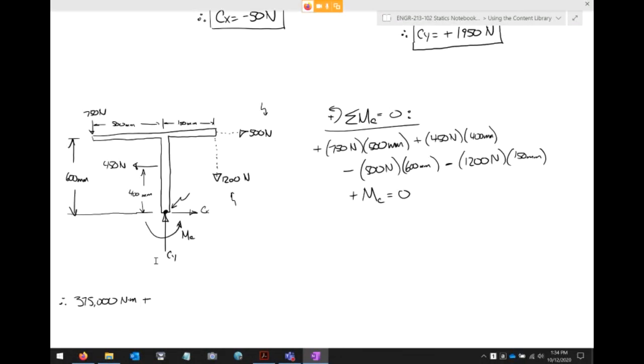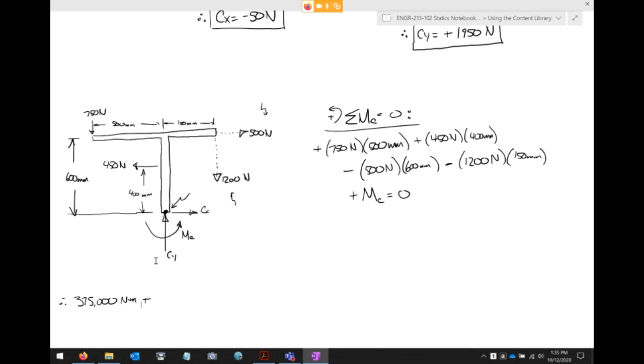The answer is no. Whenever you are taking moments, don't think of the distances as being positive or negative. They just have a magnitude. What matters is whether or not the moment is positive or negative. So the moment is defined by a magnitude and a direction. The magnitude of that moment is the force times the moment arm. So the sign doesn't really play into the moment arm itself.